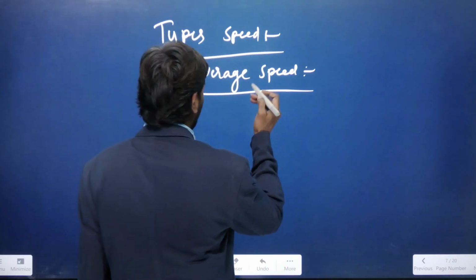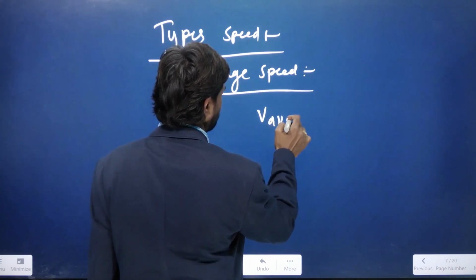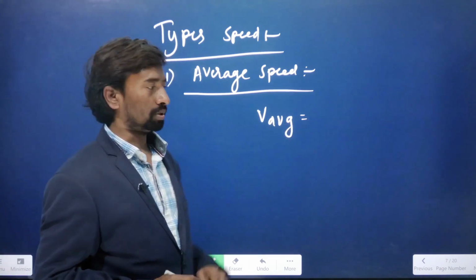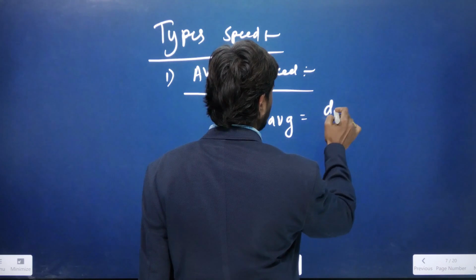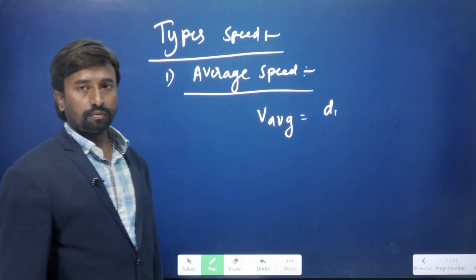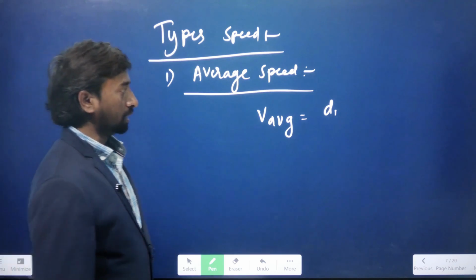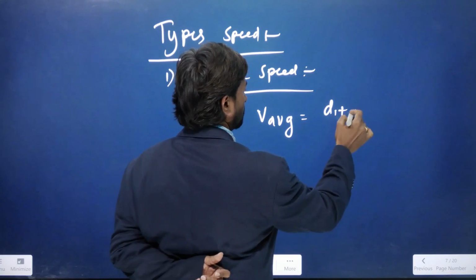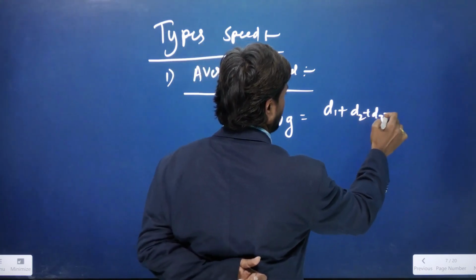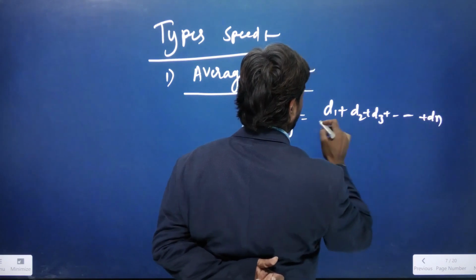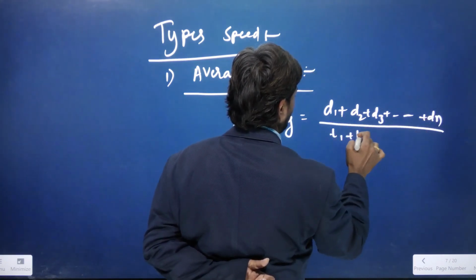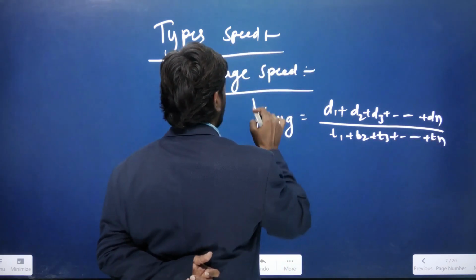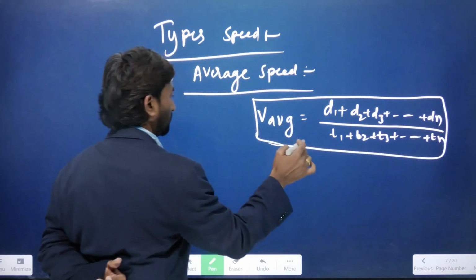The formula of this average speed can be given by V average equals to, suppose in t1 time it travels d1 distance, and in t2 time it travels d2 distance, like that, in nth interval it travels dn distance. Then the average speed is d1 plus d2 plus d3 plus so on up to dn, divided by t1 plus t2 plus t3 plus so on up to tn. So this is the basic formula of the average speed.